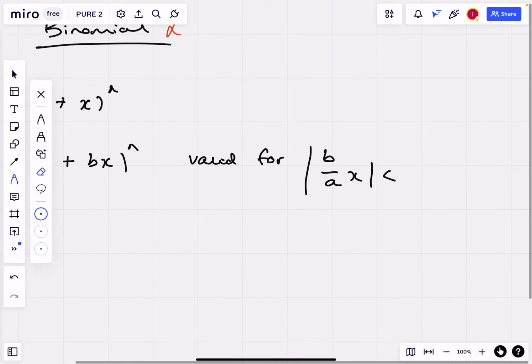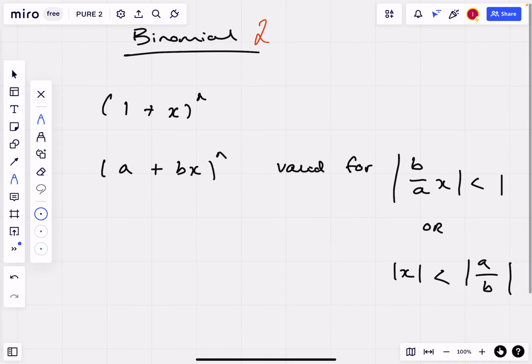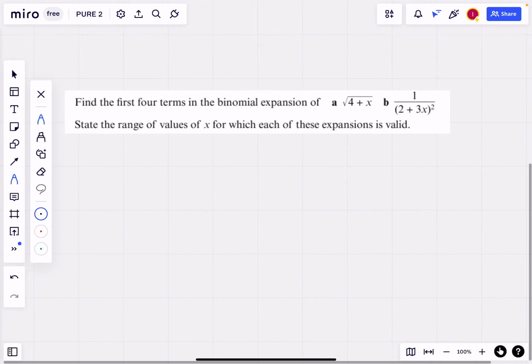Or the modulus of x being less than the modulus of a over b. That's just something I want you to remember. But if we have something like a plus bx to the power of n, how do we apply the binomial expansion? Here's what you do.